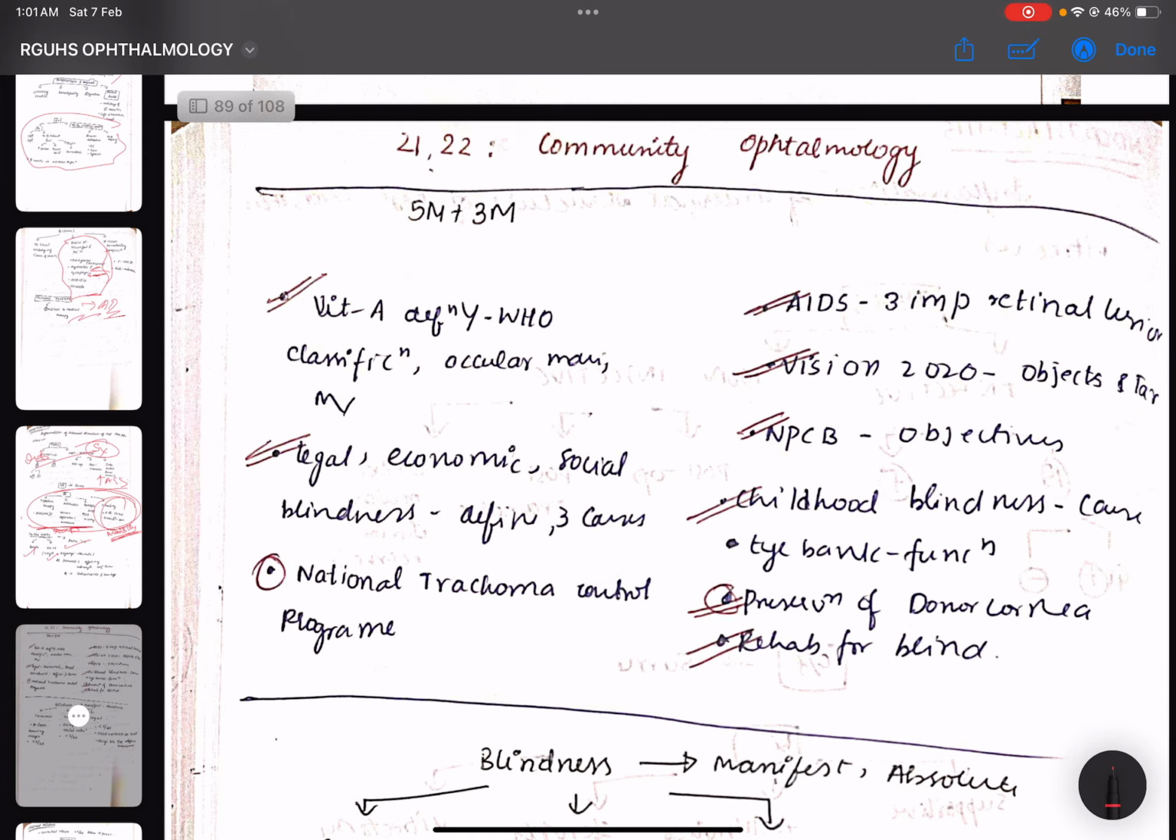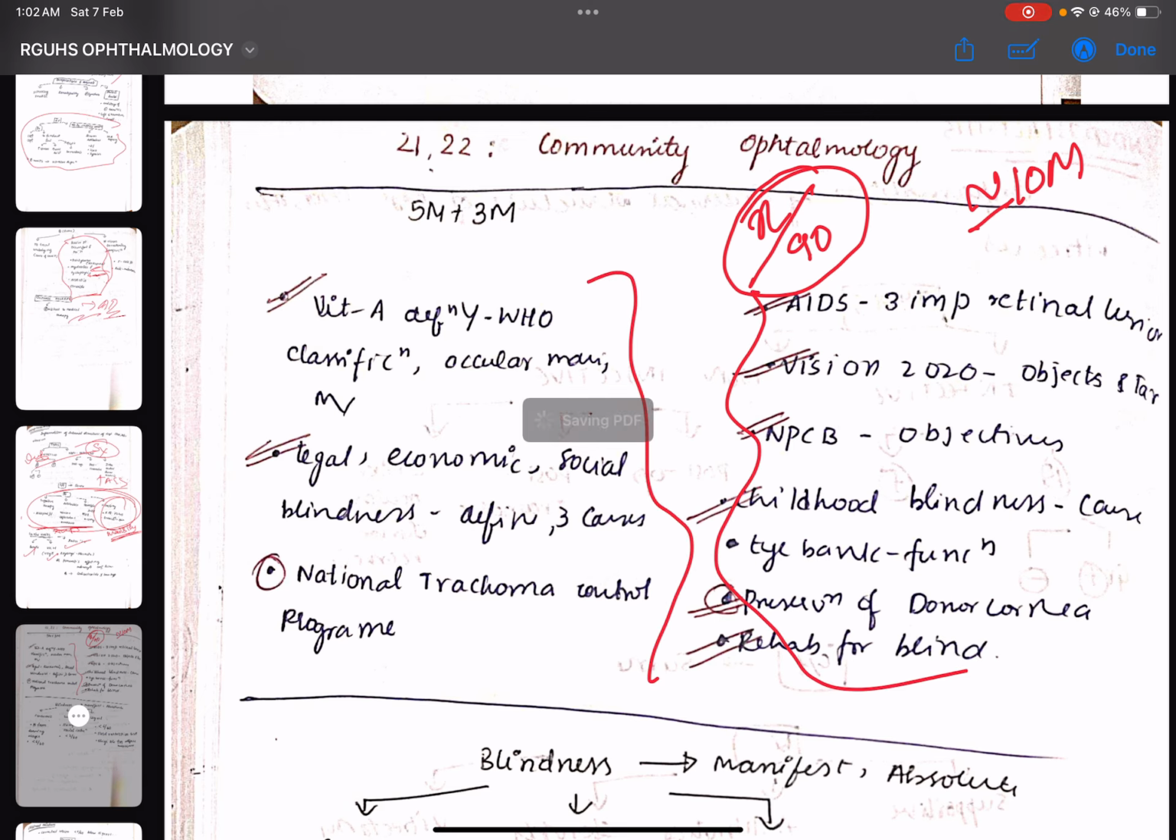If you don't study community ophthalmology and go to an ophthal exam, roughly you are writing a paper for 90. That is the importance of knowing community. Sure, a 15 marker and a 13 marker is a sure question. So make sure you study everything accordingly. Don't come to a conclusion that you know community medicine well.